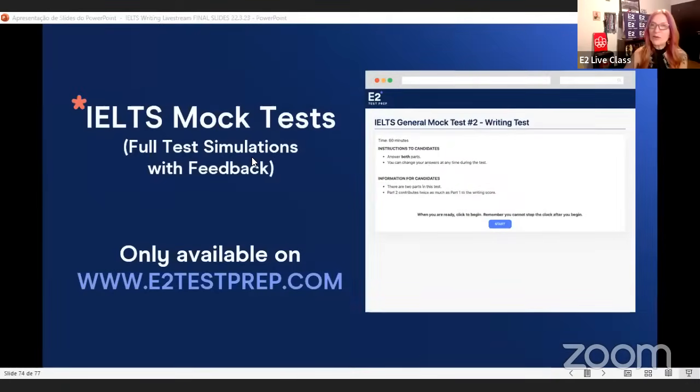Our mock tests. Why are mock tests really helpful? Well, I can give you two reasons. The first one is that you really see the full scope of what an IELTS test is. Trust me, it's almost like a marathon. You sit there for 3 hours doing reading, listening, and writing. So it is kind of like a marathon.